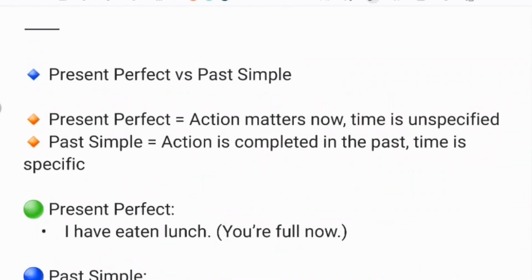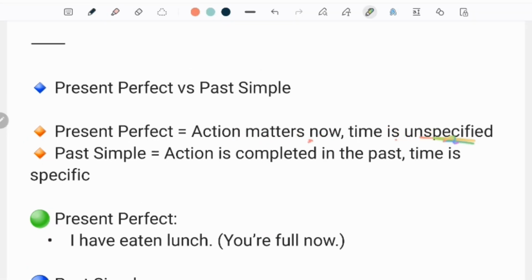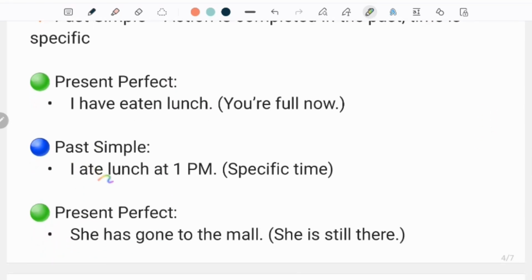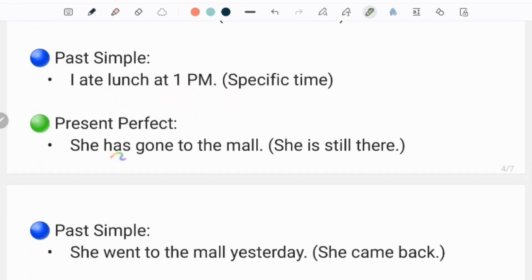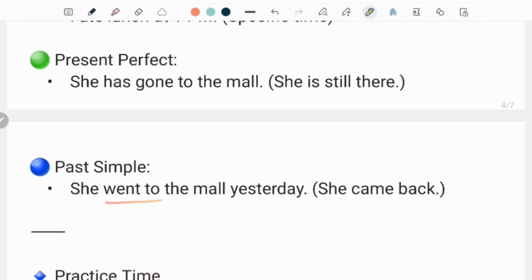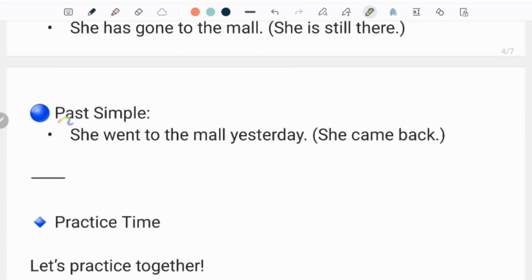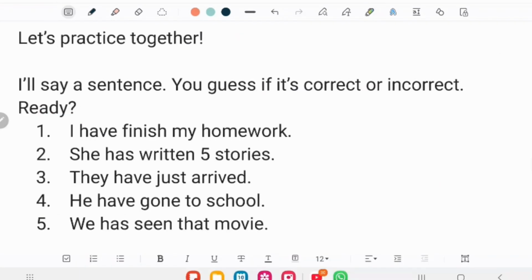Present perfect versus past simple. Present perfect is when the action matters now, time is unspecified. Past simple is when the action is completed in the past, time is specific. Present perfect, for example, I have eaten lunch. You're full now, you've eaten the lunch. I ate lunch at 1 p.m. When you mention the specific time, it is past simple. Present perfect, she has gone to the mall. She's still there. Past simple, she went to the mall yesterday. Now she came back, right? So that's something which happened in the past.